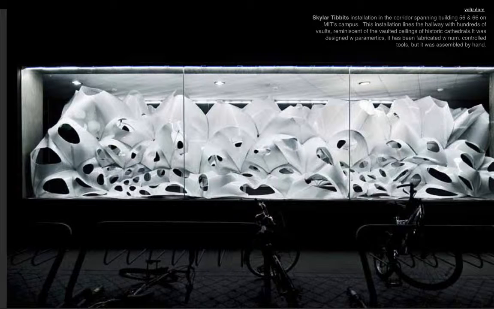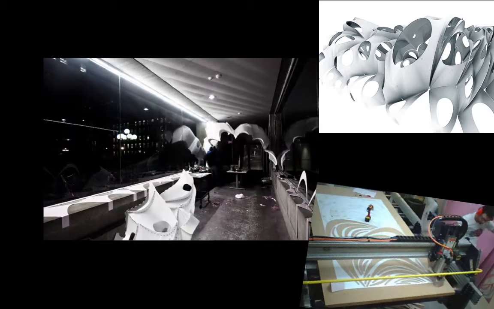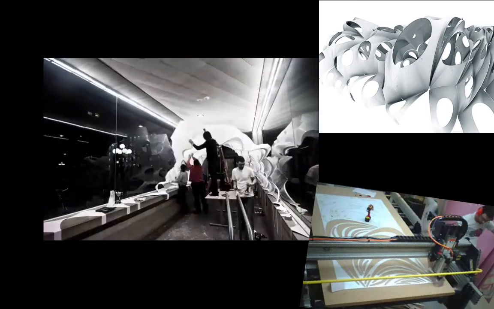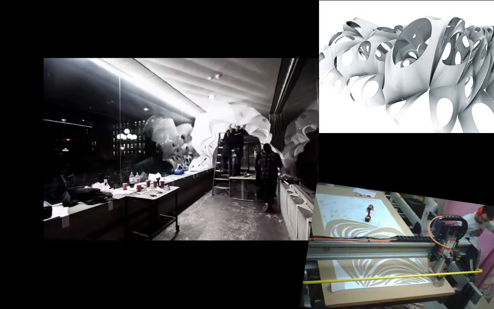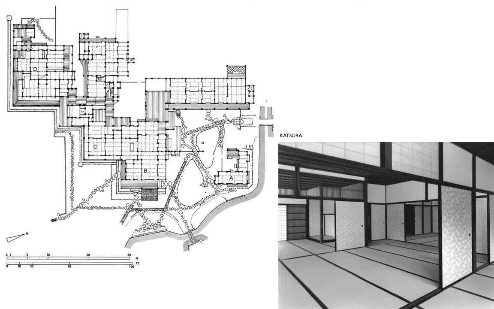It consists of hundreds of vaults. Each vault is different and it's designed with parametric programs and fabricated with numerically controlled tools, but it was assembled by hand, so it was kind of time consuming. Here is its assembly process, simulated. As you see, assembly is by hand, but the production and design were done with numerically controlled devices. So that's one aspect of robotics in architecture.